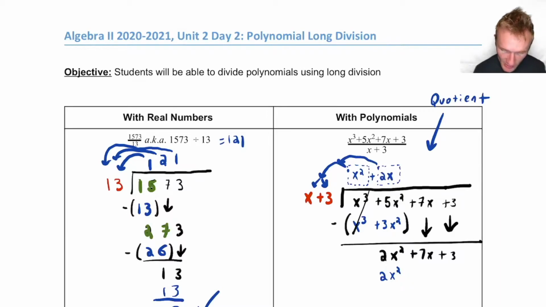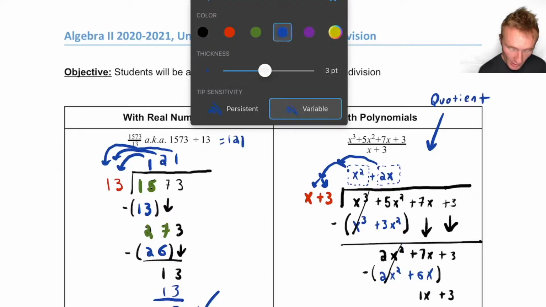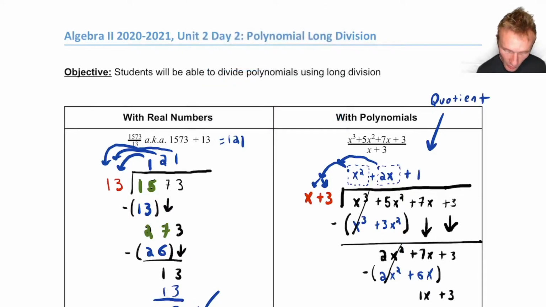2x times x is 2x squared. You also have to do it times the plus 3. So 2x times plus 3 would be plus 6x. Last step, we subtract. The 2x squareds cancel. 7x minus 6x, we're subtracting here, is 1x plus 3. I know I've done my job correctly here because I wasn't left with a remainder.